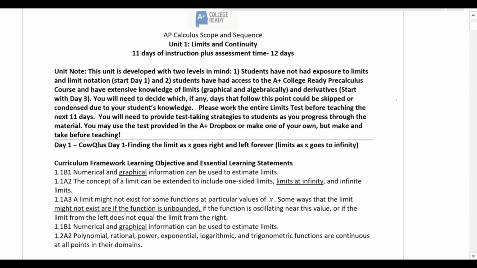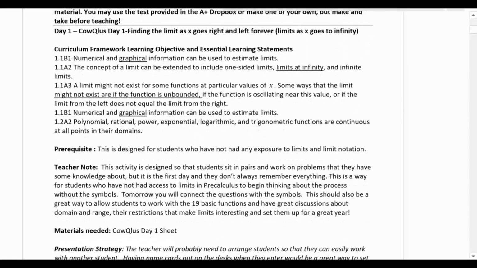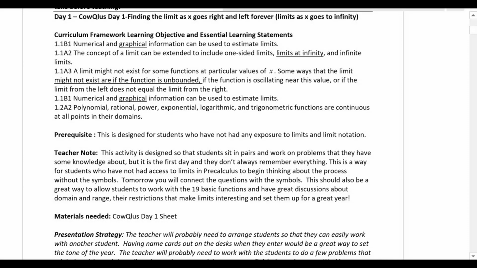And this actually was developed for students who could even be coming straight out of Algebra 2 to be successful on the first day. So notice that the first thing you do on day one is called Calculus Day 1, and finding the limit as x goes right and left forever. So what we're going to do is take an approach to this that makes this just asking questions and talking about the y values, and then the next day we're going to come back and put some symbols with it.